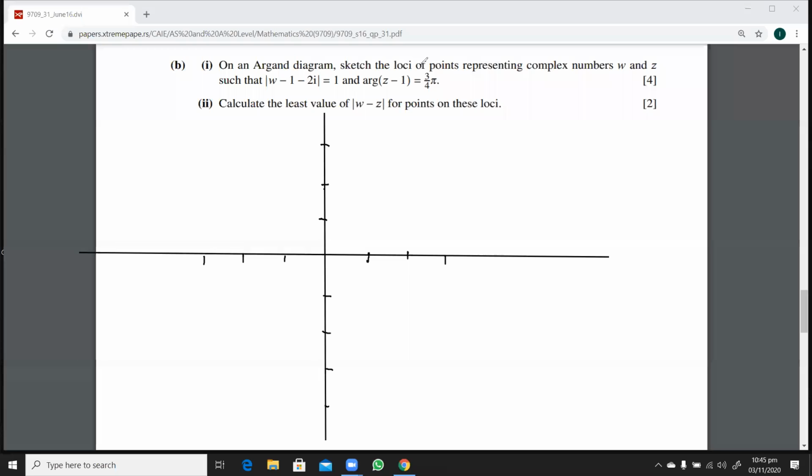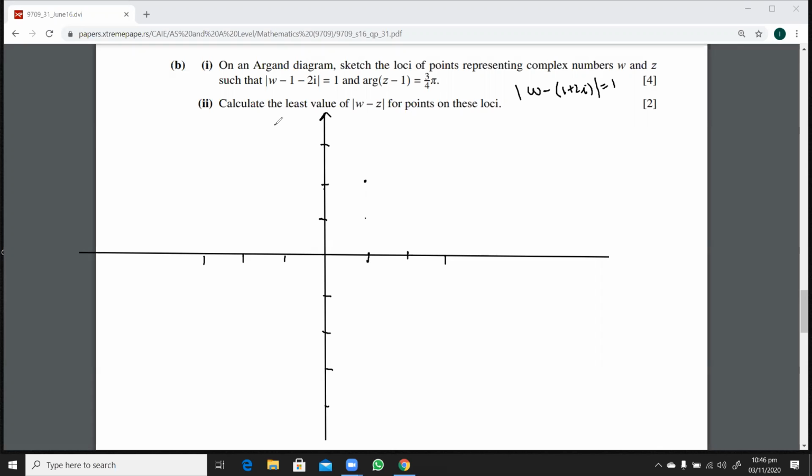Now it says: on an Argand diagram sketch the loci of the points representing complex numbers w and z such that |w - (1 + 2i)| = 1. You have to change this a bit: write w minus, in brackets 1 plus 2 iota, modulus equal to 1. There has to be a minus between these two. That means w from this 1 plus 2 iota. So this is 1, 1. This is your 1 plus 2 iota.